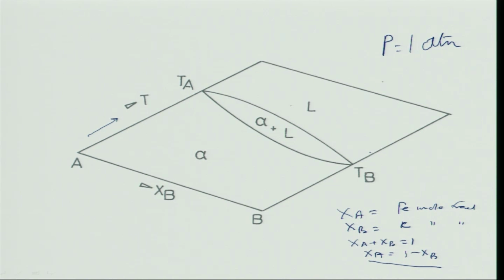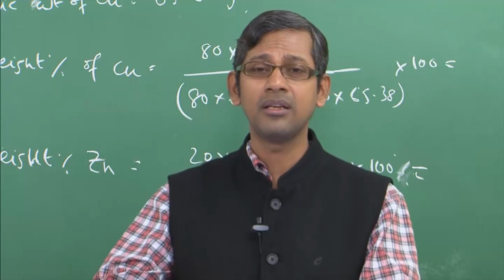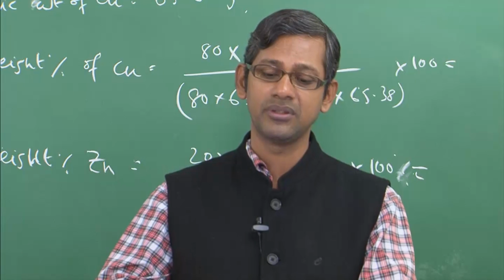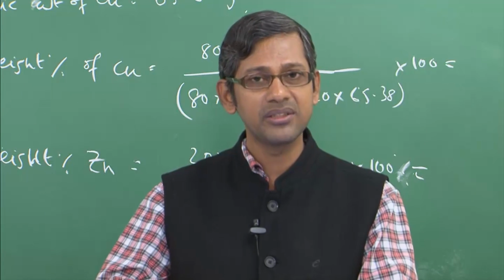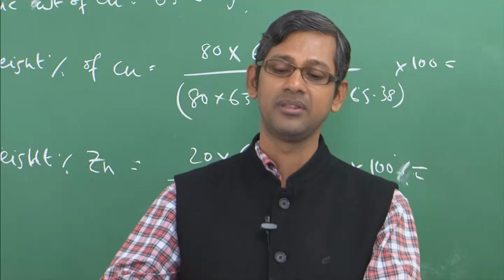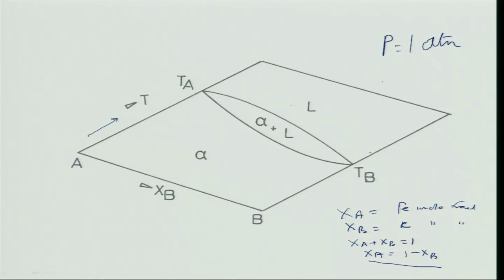Before I go into this diagram in detail, I would like to tell you that binary phase diagrams can be of different types, and we are going to dwell a lot of time on these different types, starting with isomorphous system, then eutectic, peritectic, monotectic and others. But in all these binary phase diagrams, whether it is an isomorphous system, eutectic system, peritectic system, or any other, the axes will remain the same. That is what I want to spend time on.